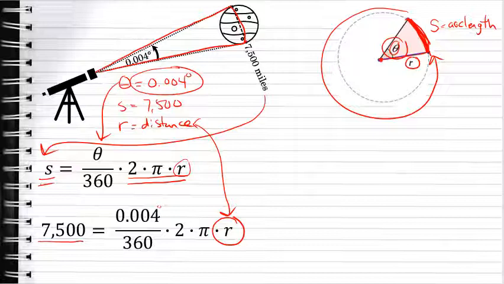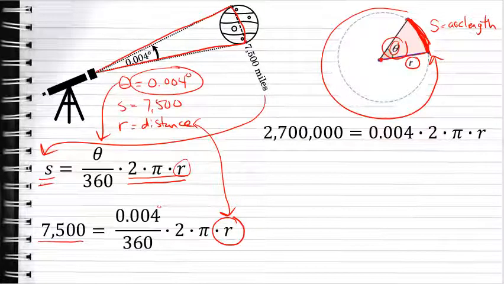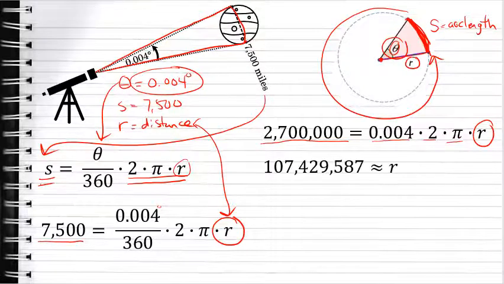First, to eliminate the fraction, we could multiply both sides of this equation by 360. 360 times 7,500 is 2,700,000. And then finally, to isolate r, we can just divide that 2,700,000 by 0.004, by 2, and by pi to arrive at a value of about 107,429,587. This is an approximation.